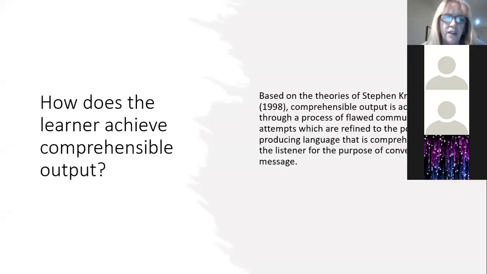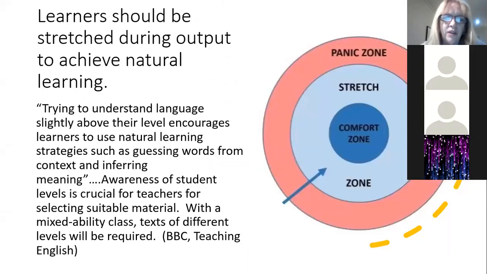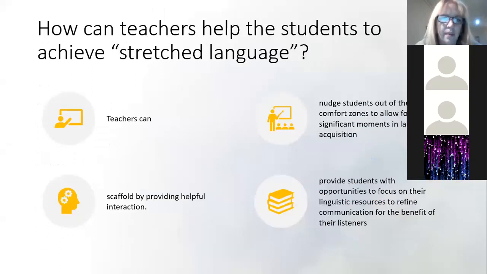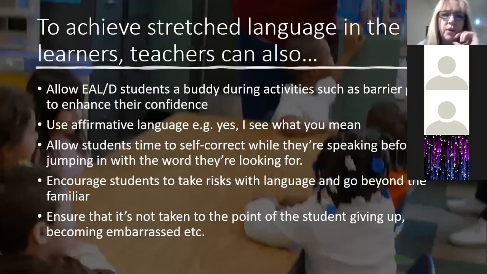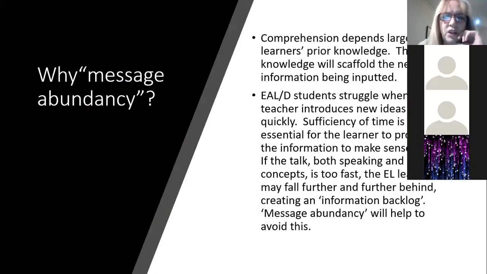How does the learner achieve comprehensible output? We looked at the stretch zone. So we've got the comfort zone. It kind of reminds me of the diagram with the high input, high support classroom and all the others. And we've got the comfort zone on the bottom where the input is not so challenging. So stretch language in the learners. Why message abundancy? We talked about message abundancy, and we talked about students' prior knowledge, shared knowledge that they might have, how to scaffold the new information being inputted.